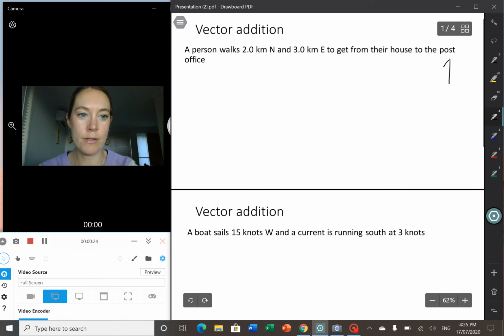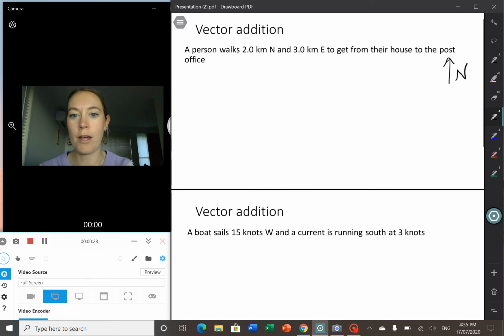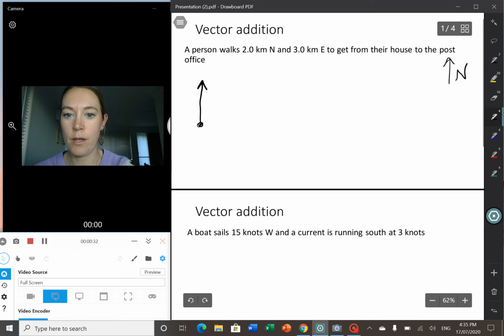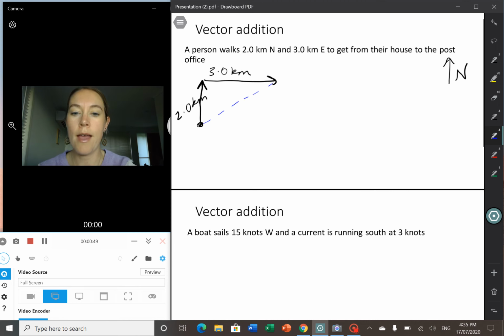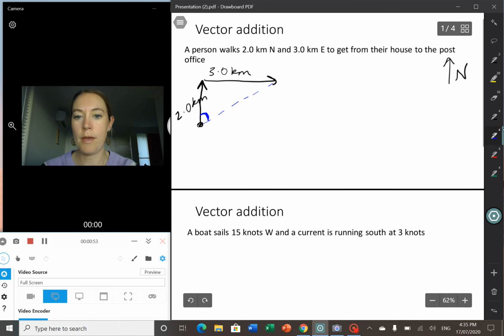So we're going to say that north is in this direction, and we're going to draw a diagram of the scenario. So we have our person walking 2 kilometres north and 3 kilometres east, and we want to know what their displacement is. So the magnitude or the size of their displacement is going to be this dotted blue line, and the direction of their displacement is going to be this angle here.